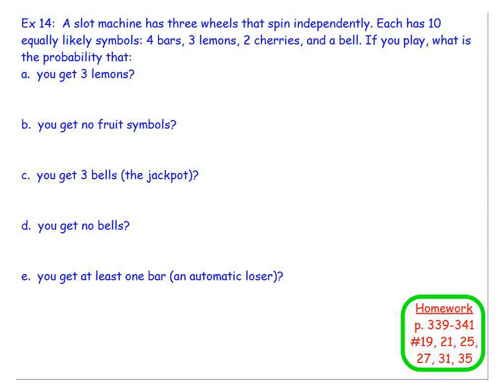All right, let's look at our last slide of questions. A slot machine has 3 wheels that spin independently. Each has 10 equally likely symbols. There's 4 bars, 3 lemons, 2 cherries, and a bell. If you play, what is the probability that you get 3 lemons? Well, there's, on the first wheel, 3 lemons out of 10. And on the second wheel, there's 3 lemons out of 10. And on the third wheel, there's 3 lemons out of 10. Notice I said and every time. All we have to do, since those are already reduced, is multiply. 3 times 3 times 3 is 9. 10 times 10 times 10 is 1,000.